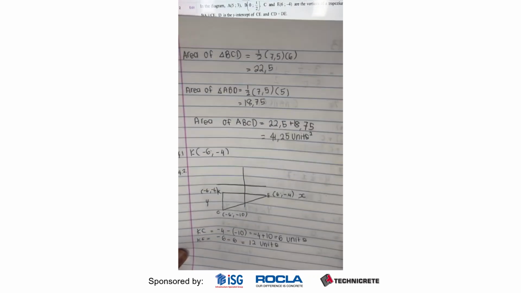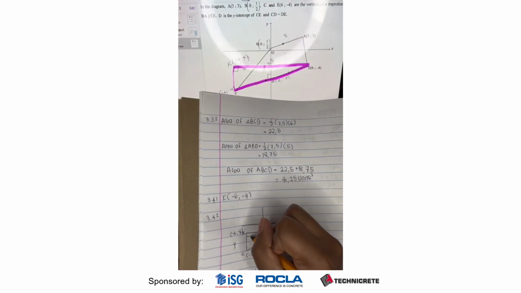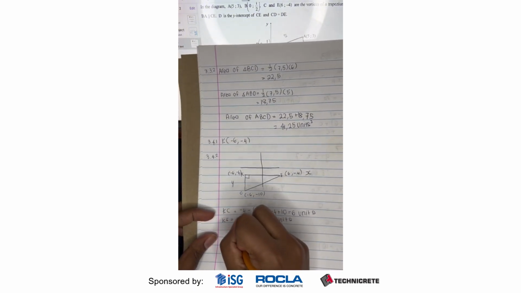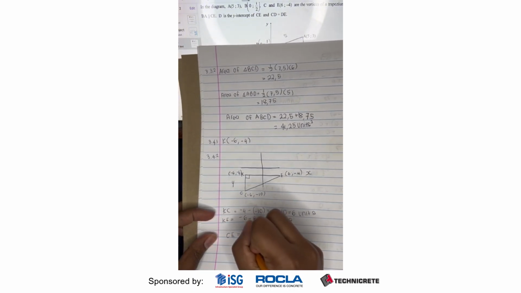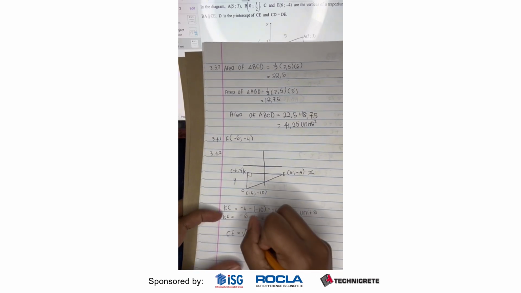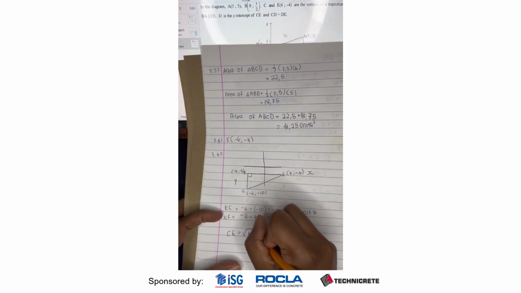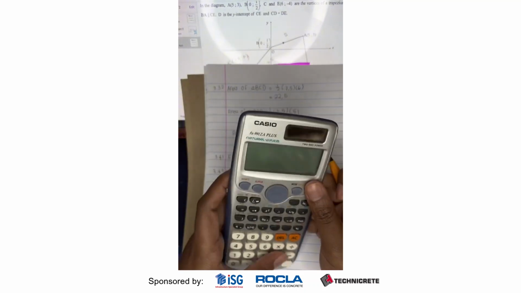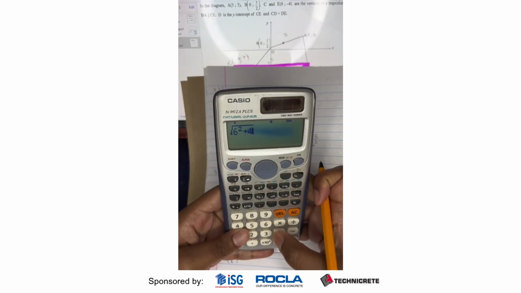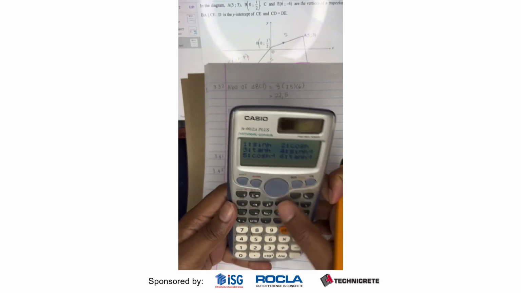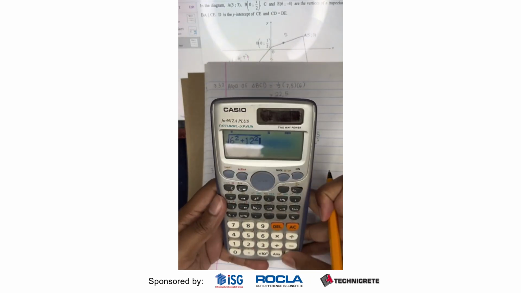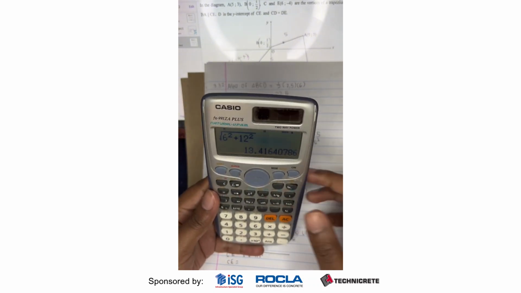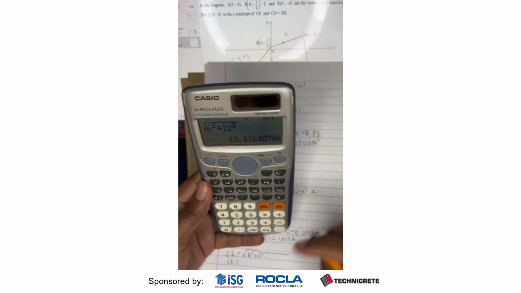And what we have to calculate next is CE, which we don't have, so we're going to use Pythagoras. Okay, so CE is equal to the root of 6 squared plus 12 squared. And we can go straight to our calculators with this. 6 squared plus 12 squared. It's 6 root 5, which is 13.42.